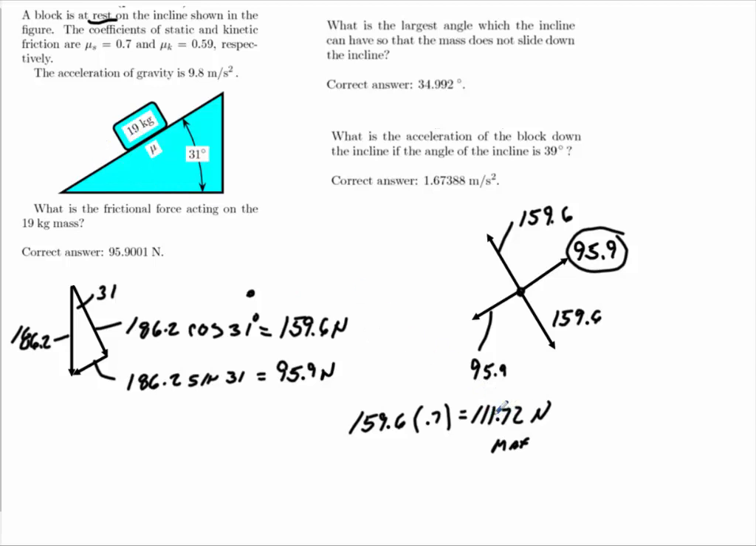But again, this frictional force here will vary depending on how much load is being applied. Right now, it's going to be 95.9 because this force is 95.9 pulling down. Now the question says, what's the largest angle which the incline can have so the masses do not slide down?